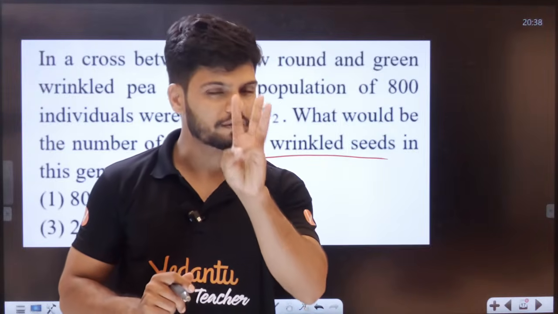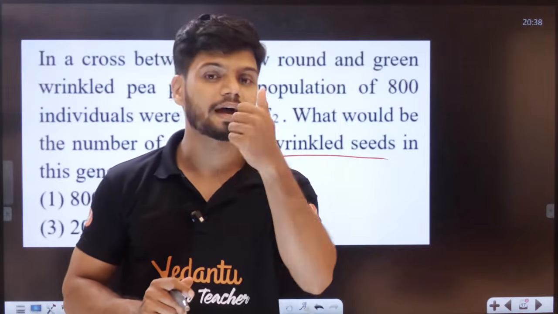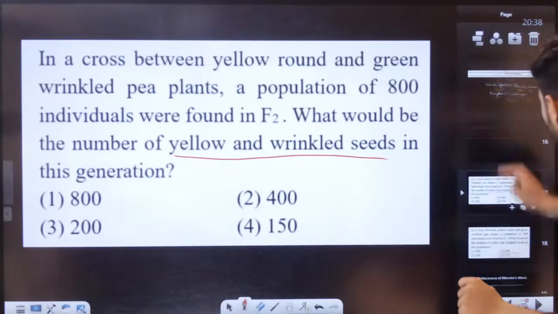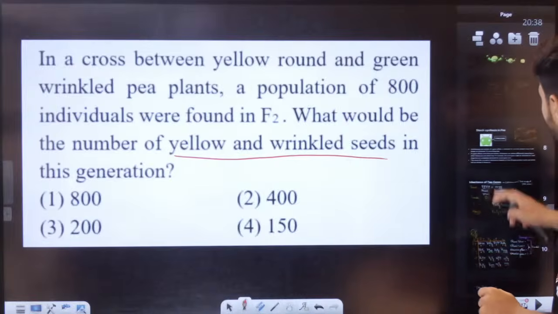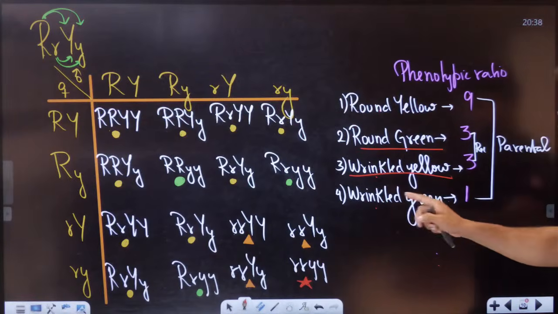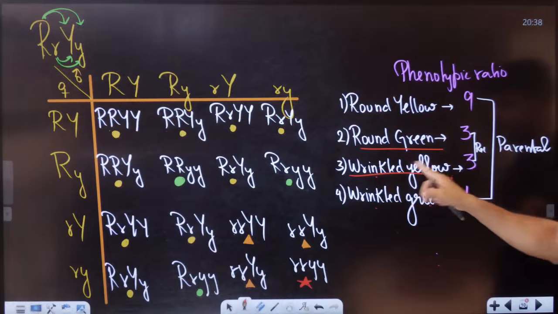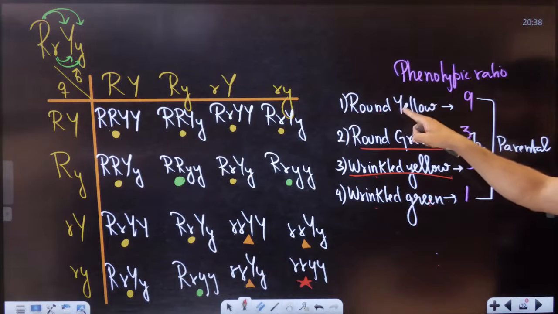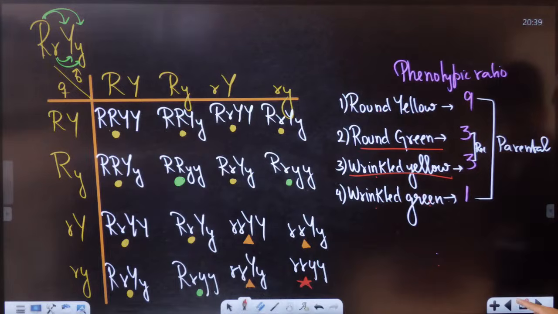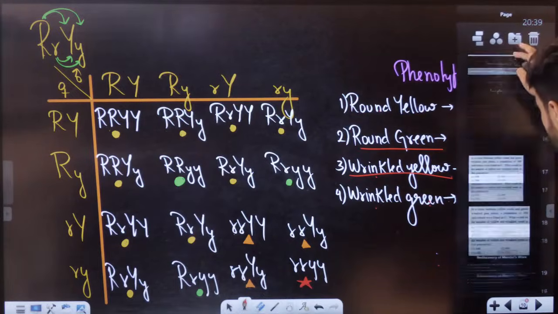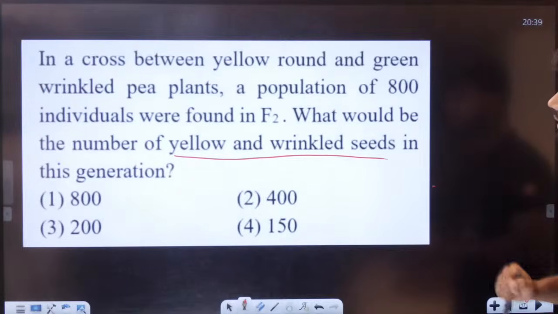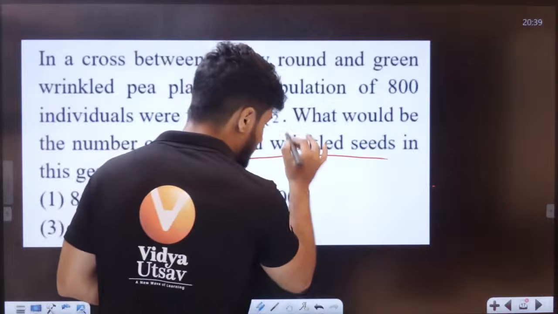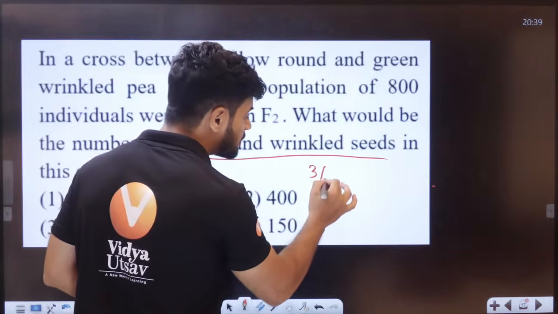Do we have 3? Or do we have 1? Or do we have 9? Yellow wrinkled, tell me, students. Yellow wrinkled is 3. It's a hybrid, obviously, because wrinkled green and yellow round are the parents here. Yellow wrinkled is a hybrid. It is a recombinant. So 3 are going to be there. Yellow wrinkled is 3 now. In this case, 3 divided by 16.